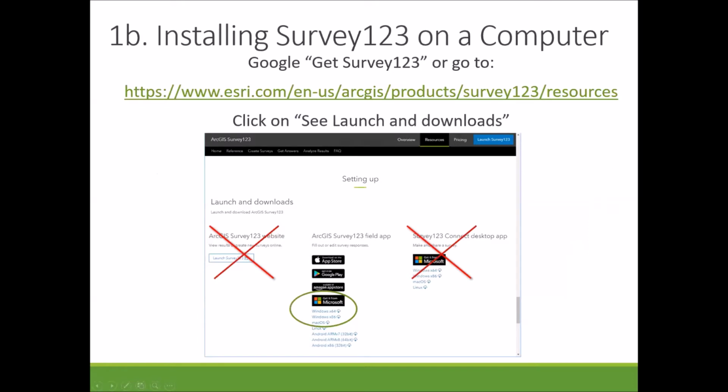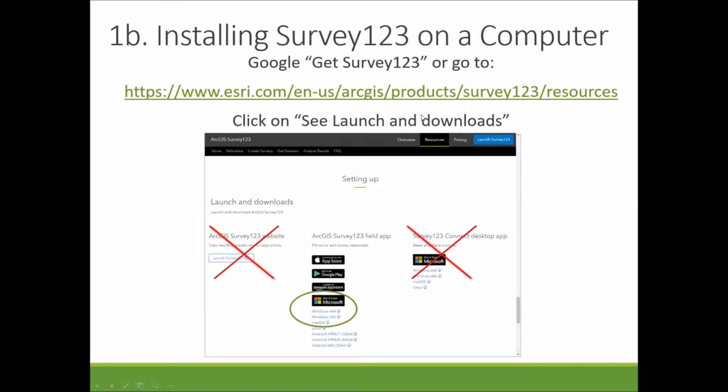So now I'm going to go on to installing Survey 123 on a computer. And the quickest way to find the software is in a Google search, type in get Survey 123, or you can go to this link shown up here at the top, and that link is in the instructions. So you can open the instructions up and click on that link.